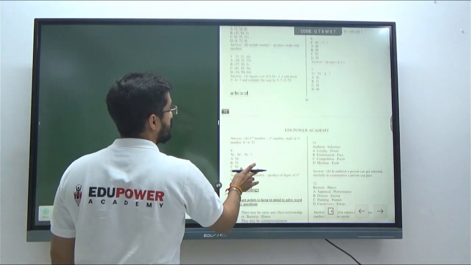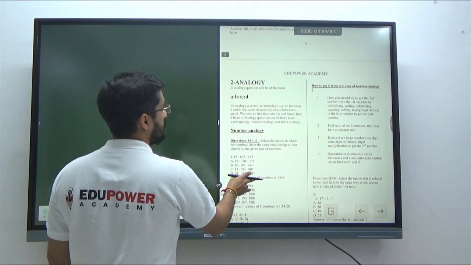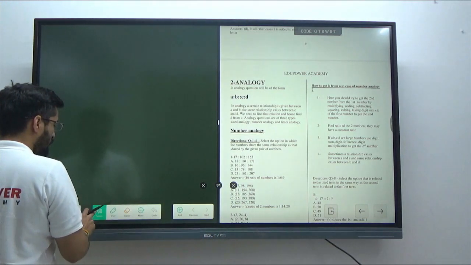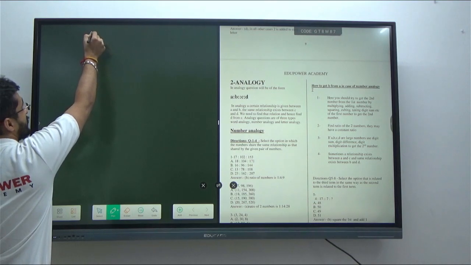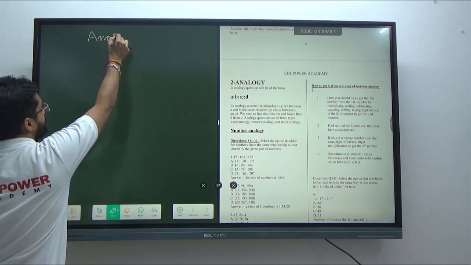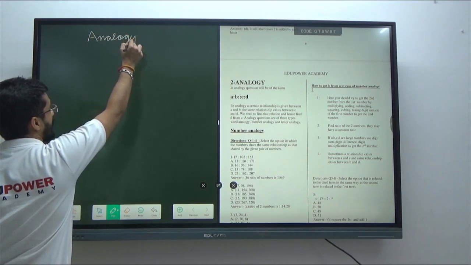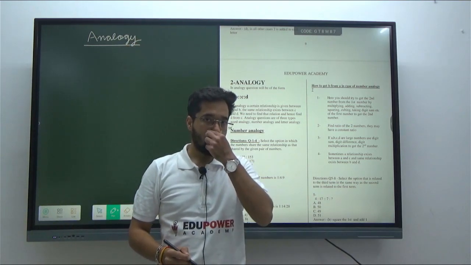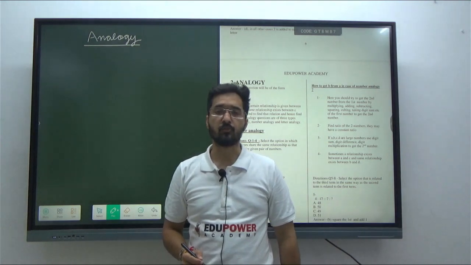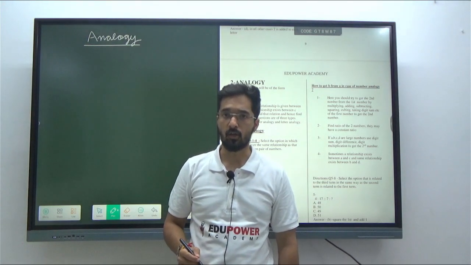If we talk about general aptitude, there is a chapter called analogy. So we'll be discussing this chapter. Today we will be studying analogy, and we will also be discussing the previous year questions which were asked in the CUET exam.